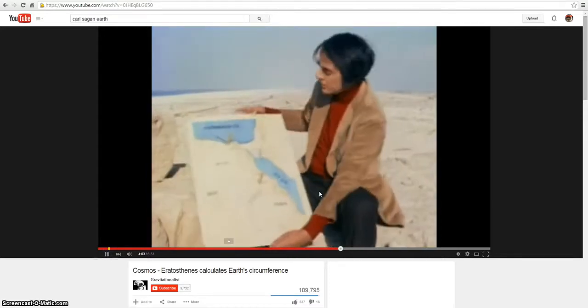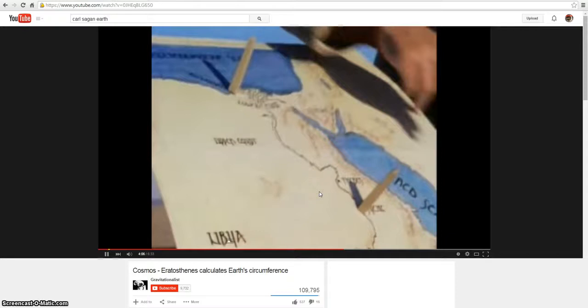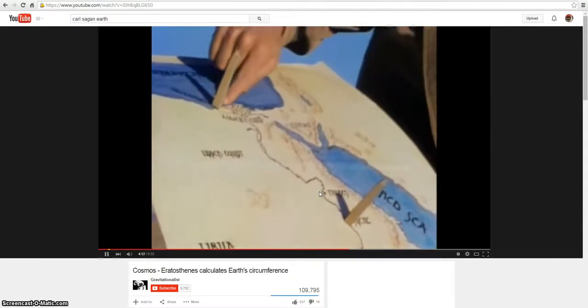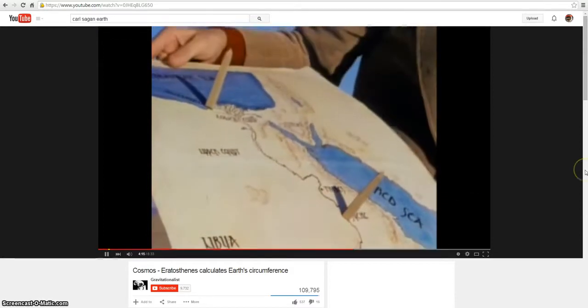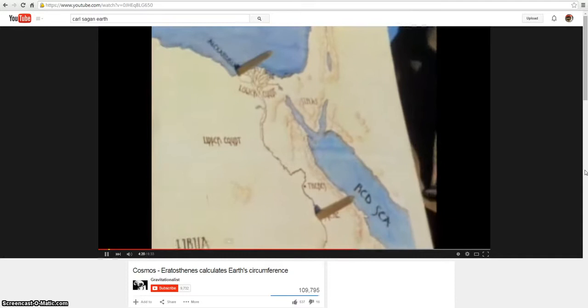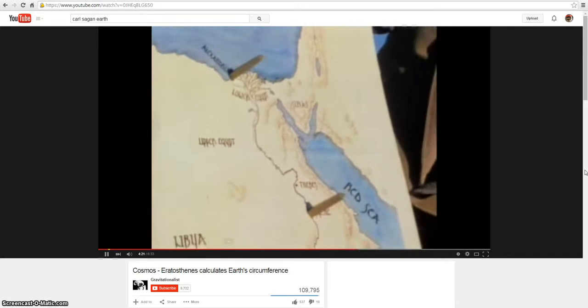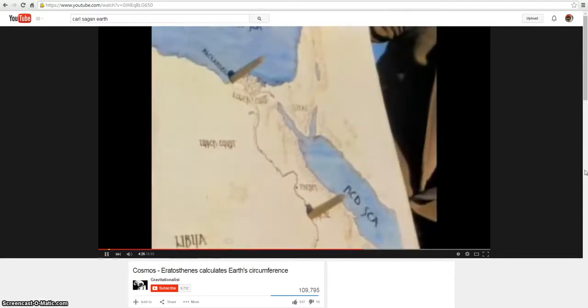Here's Carl Sagan. Here's a map of ancient Egypt. I've inserted two sticks or obelisks, one up here in Alexandria and one down here in Syene. I wonder how he measured that. If at a certain moment each stick casts no shadow, right? No shadow at all, that's perfectly easy to understand, provided the earth is flat.